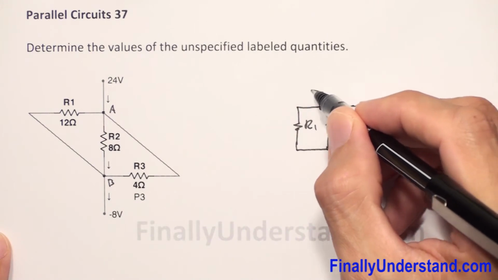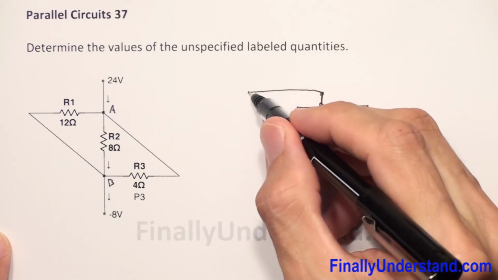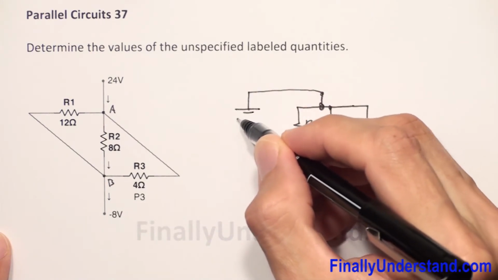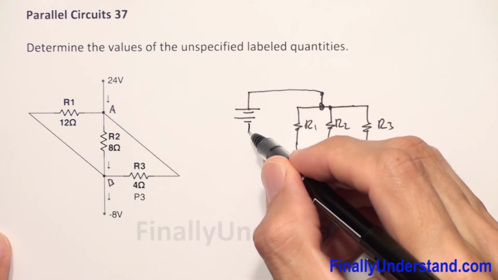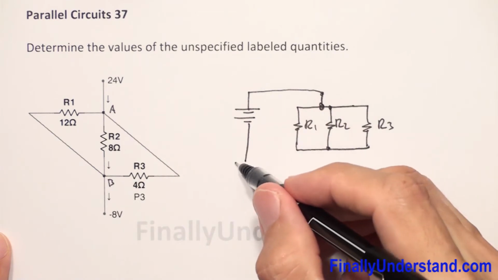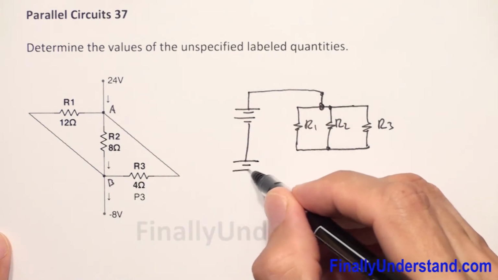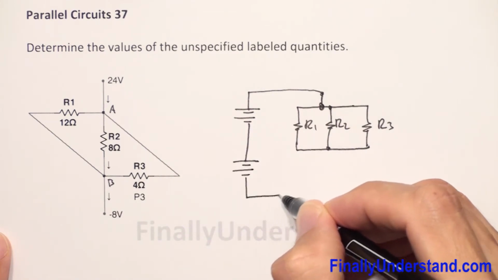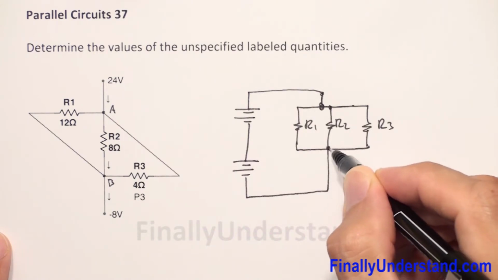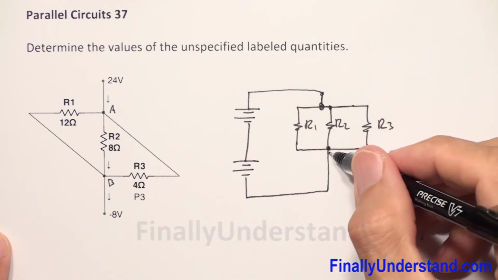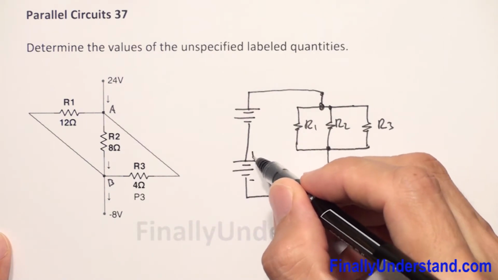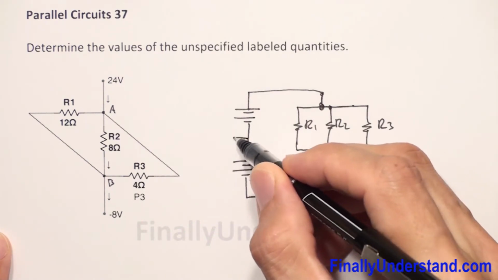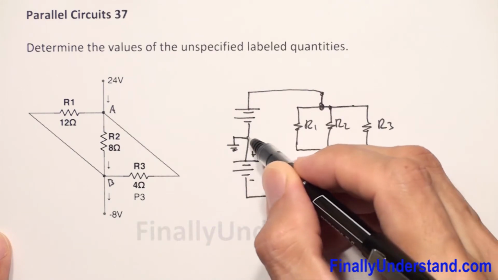Positive 24 means I have a power supply, a voltage source connected in this way, and I have negative 8 volts. It means I have another voltage source connected this way. At the bottom I have a connection with the negative terminal of my voltage source, and the ground is between these two voltage sources. This is my ground.